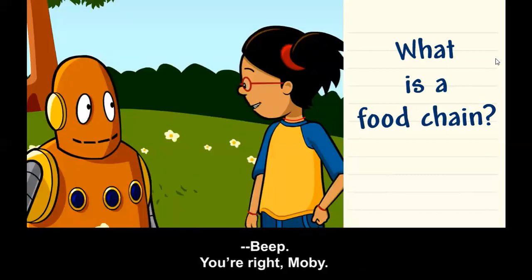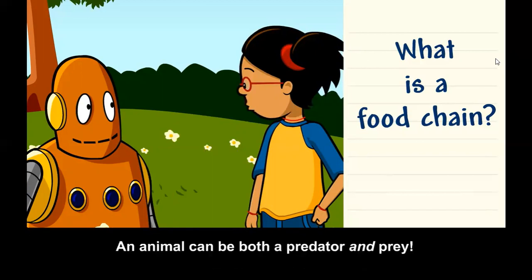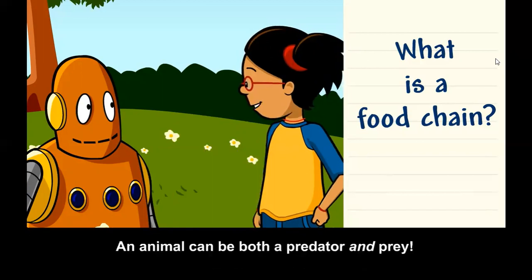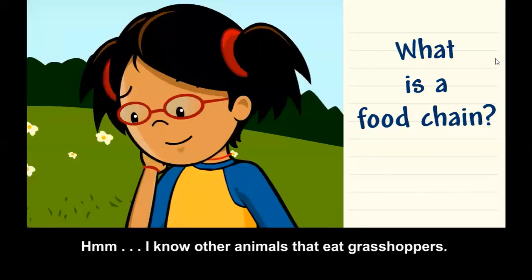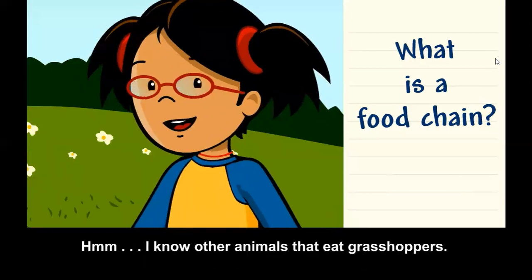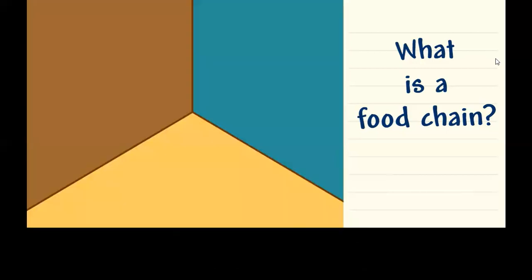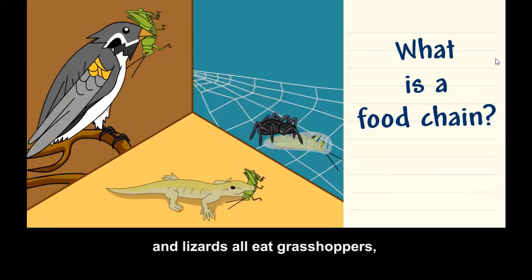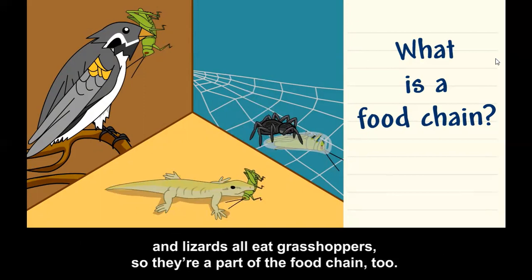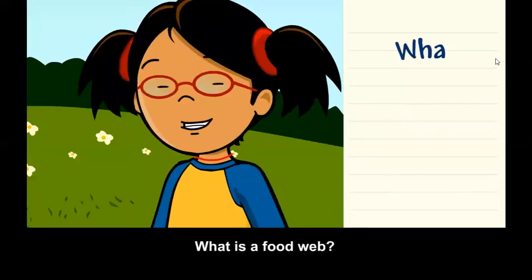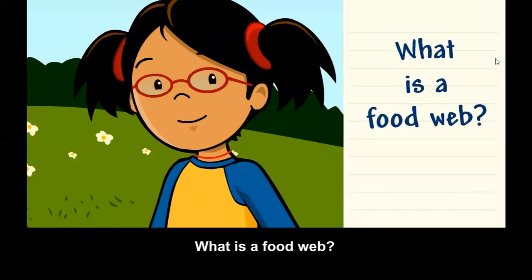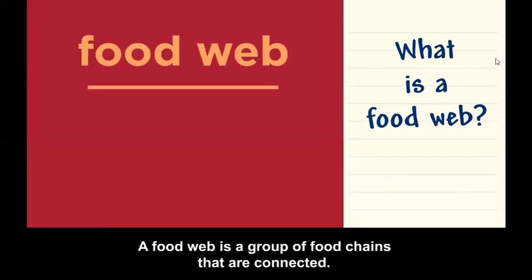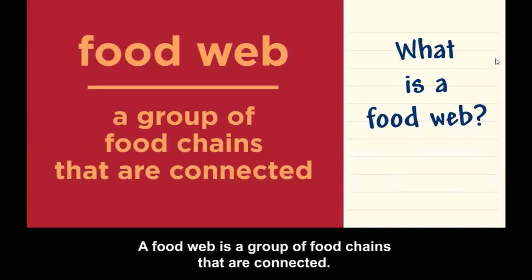You're right, Moby. An animal can be both a predator and prey. I know other animals that eat grasshoppers. Birds, spiders, and lizards all eat grasshoppers, so they're a part of the food chain too. What is a food web? A food web is a group of food chains that are connected.